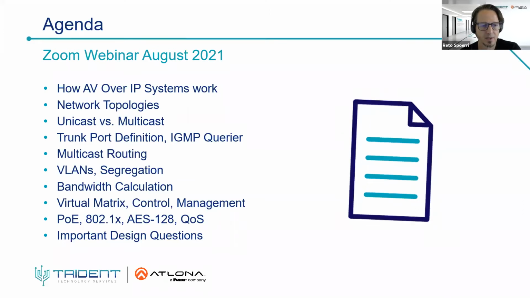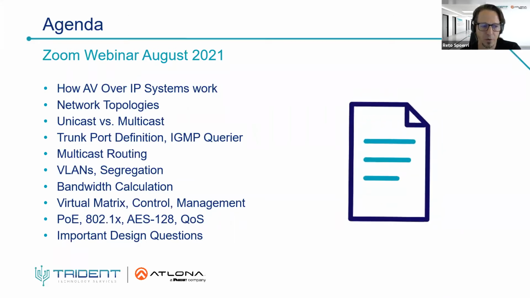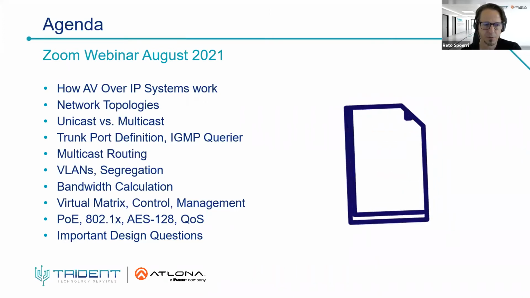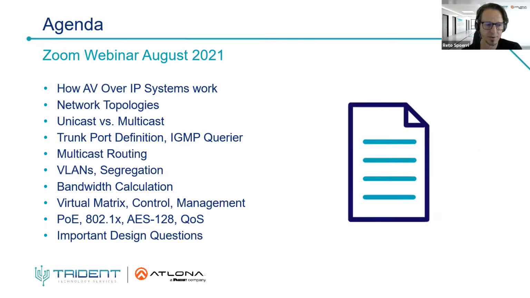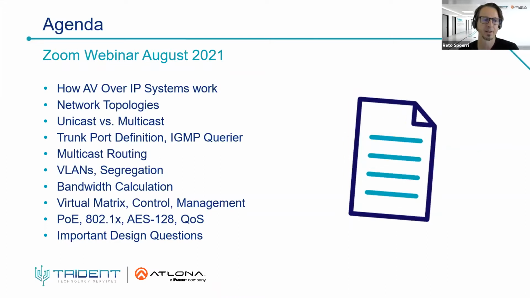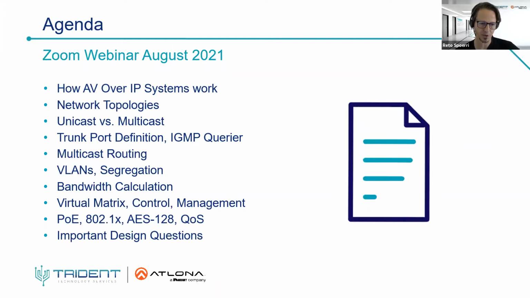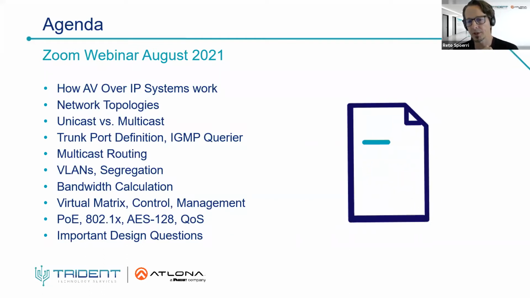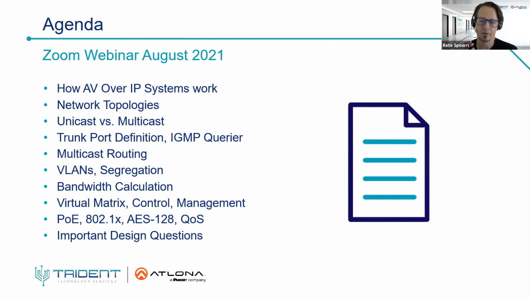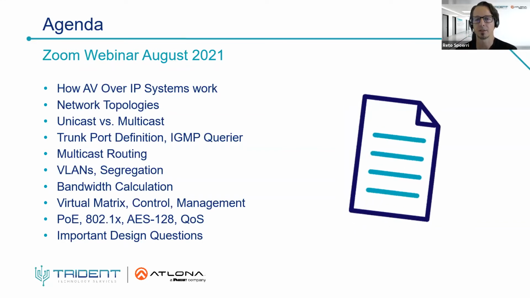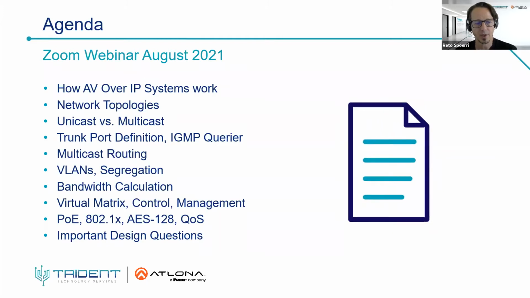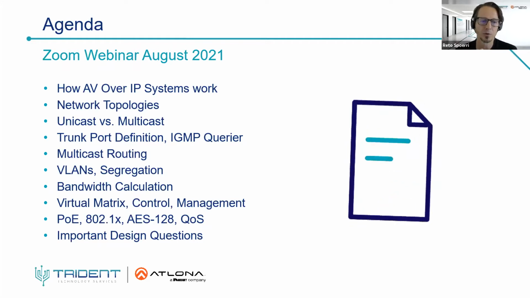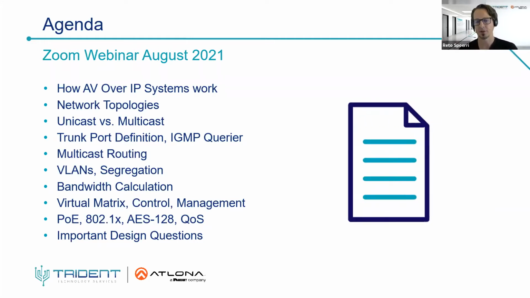And then again, some acronyms like PoE. You might have heard about this. This is Power over Ethernet, so all our endpoints are powered from the network switch. And then we have a couple of others, which we will talk about one by one. And then we will close with important design questions. This is mainly to prepare your project. If you're a consultant, you want to have a list of questions for the first meeting with the customer, where you want to get answers to these questions in order to have a proper continuation of the planning of the project, not to miss anything.